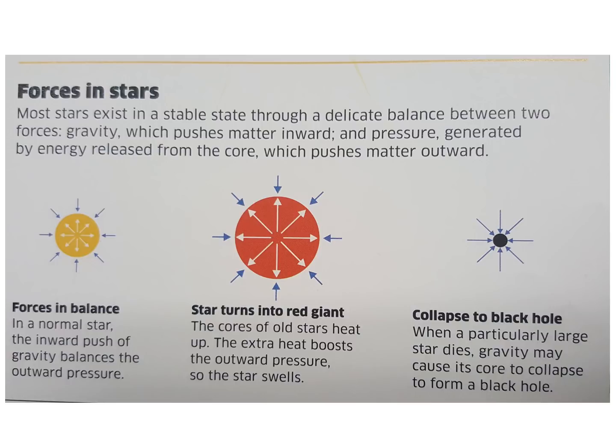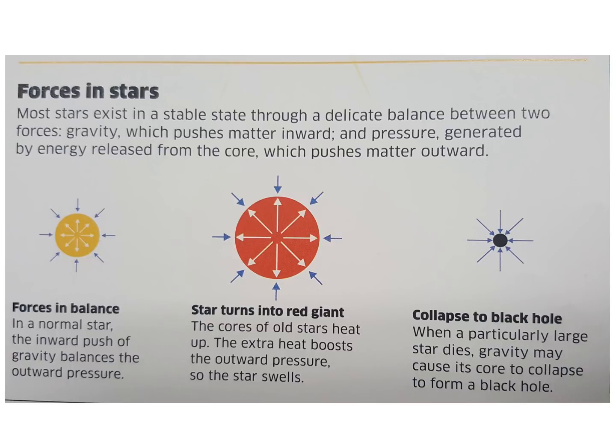Most stars exist in a stable state through a delicate balance between two forces: gravity, which pushes matter inward, and pressure generated by energy released from the core, which pushes matter outward. So, the forces are in balance. In a normal star, the inward push of gravity balances the outward pressure. That's okay. It's balanced. That's what's supposed to happen.